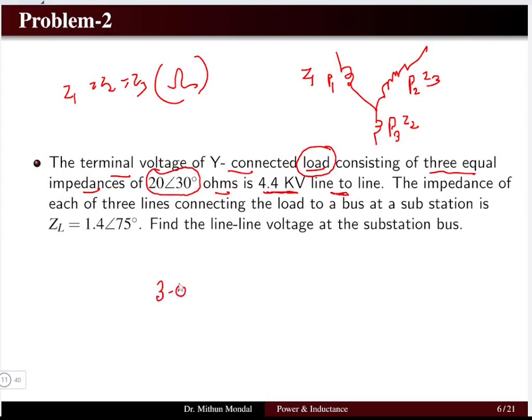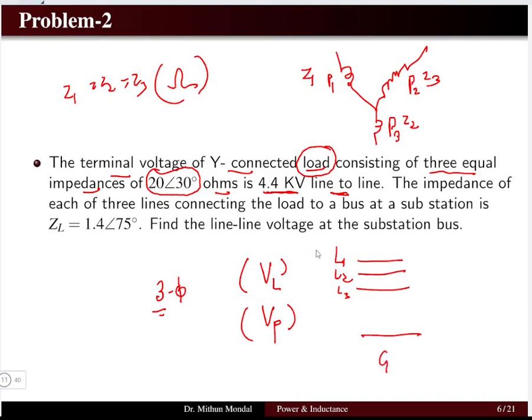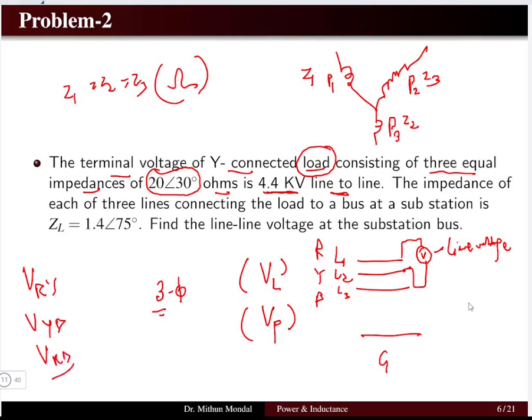Now for a three phase system, you should have a line voltage and a phase voltage. What is line voltage and phase voltage? If you have a three phase line, that is line 1, line 2 or line 3, and there is a ground G. Sometimes we write this in the form of R, Y and B. If I measure the voltage between two lines, this is known as the line voltage. That is the voltage between the two lines. It can be the voltage between RY, between YB or between RB. Anything, the voltage between two lines.